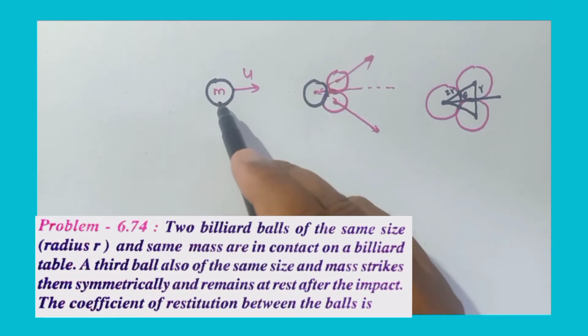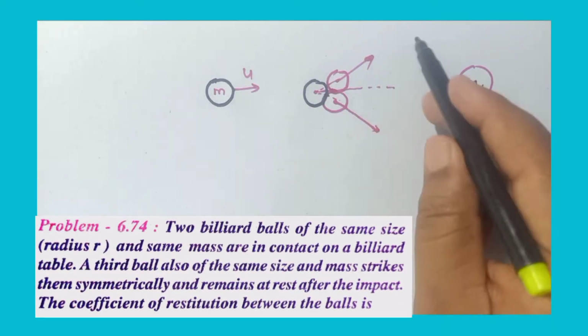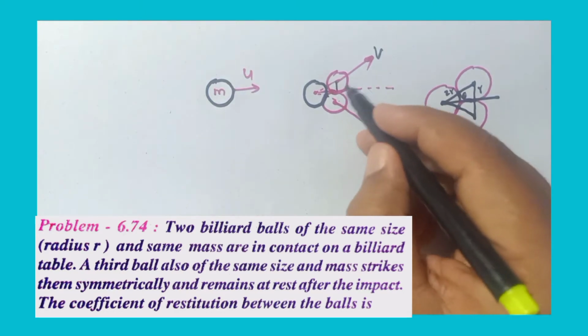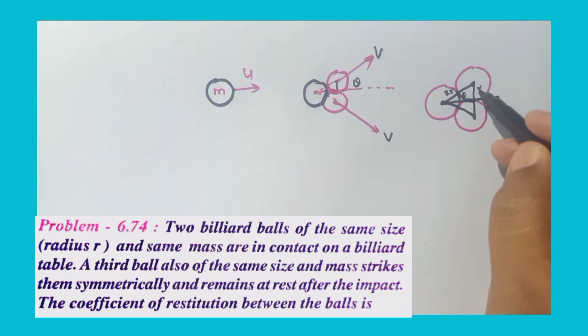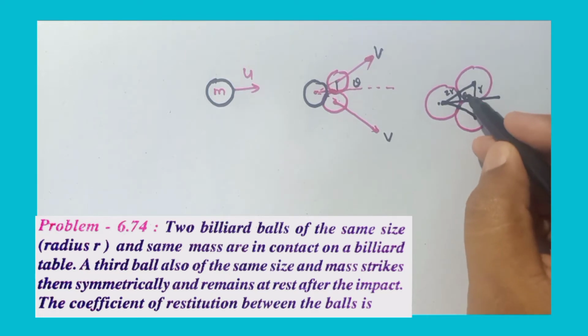One black billiard ball will hit the two pink billiard balls, and both will move symmetrically with velocities v and v, making angle theta with the horizontal. So this is angle theta. If I take the three balls separately, from here to here the distance is r, and from here to here the distance is 2r, and we need to find angle theta.